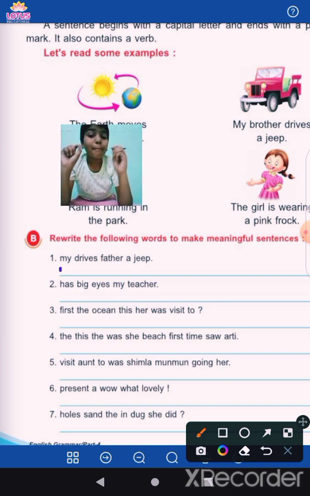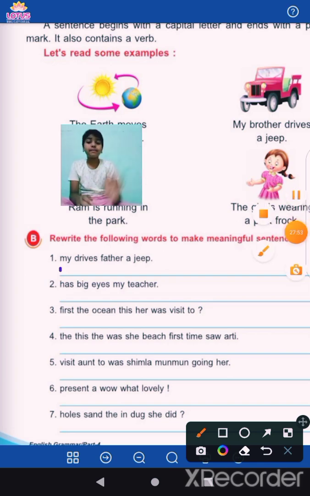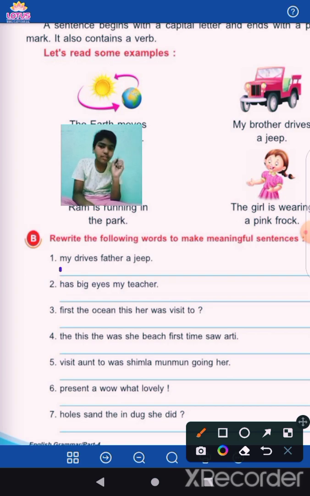So, my drives father a jeep. Now these words are here and there. You have to make sense of it. So it will be, my father drives a jeep. Again I repeat, my father drives a jeep. And whenever you say that, you should also write my with a capital M, and jeep has a punctuation after it, that is a full stop. So you can give a full stop.